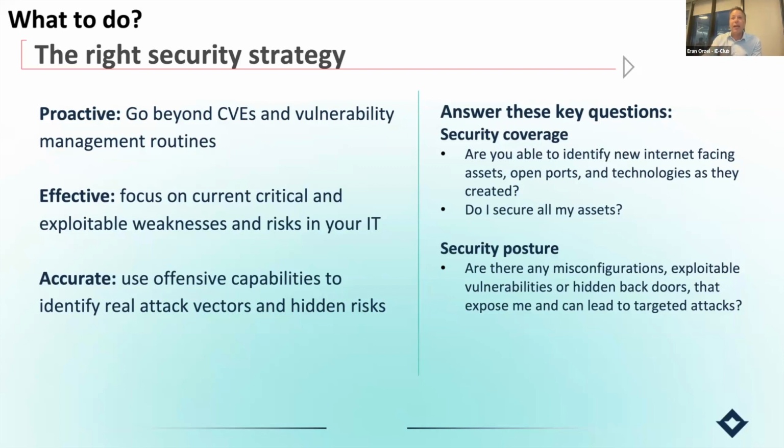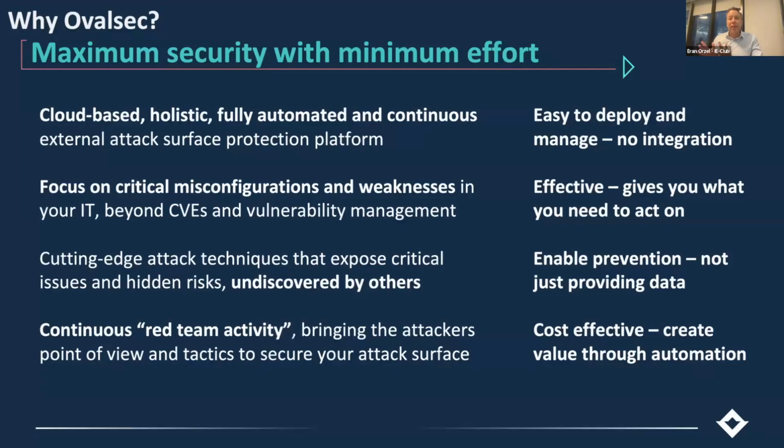Do I secure all my assets? And do I have any critical exposure in my environment? And this is why OvalSec can help you. We built a cloud-based, fully automated and continuous external attack surface protection platform, meaning you don't need to connect to anything. It's fully automated, no people are involved, and it will run on a daily basis and give you critical alerts that are exposed in your environment.